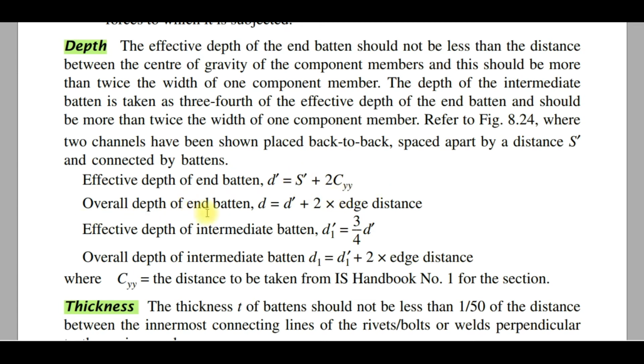And the overall depth of the end batten is equal to d dash plus 2 into edge distance. So if you select a particular diameter of the bolt, you can find the edge distance. So you have to just add this edge distance, 2 into edge distance, to find the overall depth of the end batten. Okay, so these are the formulas to find out the intermediate battens. This is not our case, but you should know this case if you want to design the batten column or built up column by batten system.